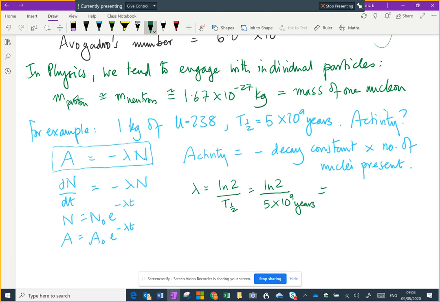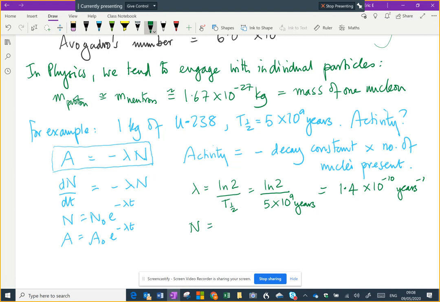And so we need, Chidi, have you got a calculator handy? Could you calculate ln 2 over 5 times 10 to the 9? 1.4 times 10 to the minus 10. And what are the units, Chidi? You're absolutely right, my son. Well done. Yes, per year, to the minus 1. Okay, and then we need to know N.